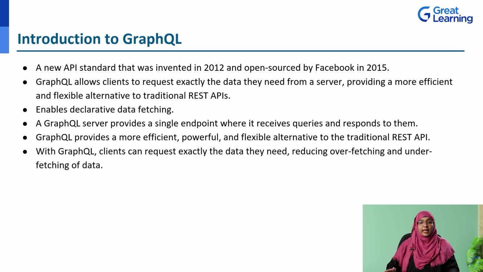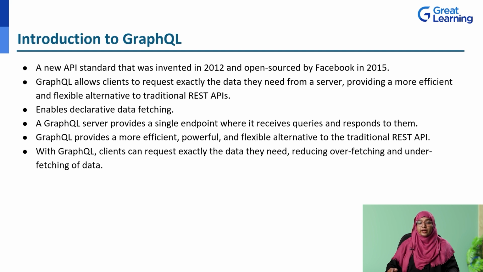How exactly does GraphQL help you with communication between your client and your servers? GraphQL allows clients to request exactly the data they need from the server, providing a more efficient and flexible alternative to REST API. As you know, when you're trying to have communication between your client and your server, usually we use REST APIs. REST API uses the HTTP protocol, and it uses HTTP methods like get, post, put, trace, and all that, right?